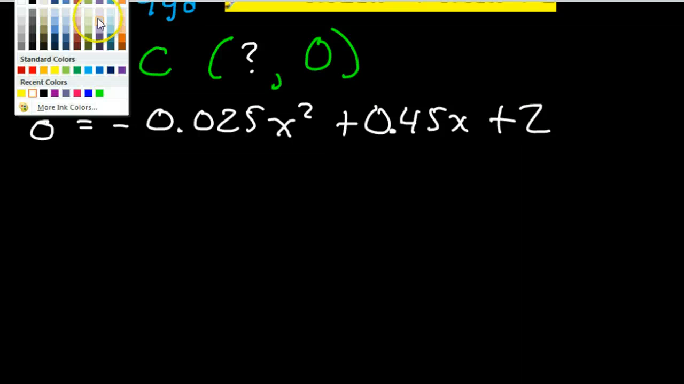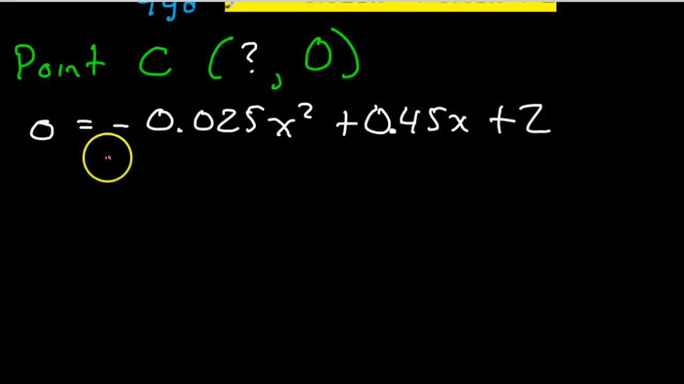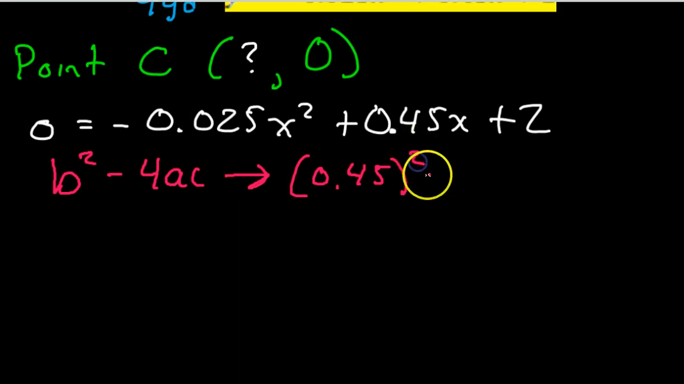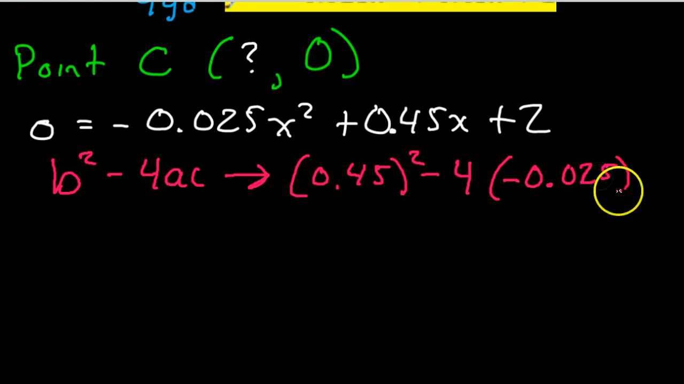But first, we will find the discriminant. So this discriminant is b squared minus 4ac. So that's going to be, b is this 0.45. So b squared minus 4a, and then c is 2.